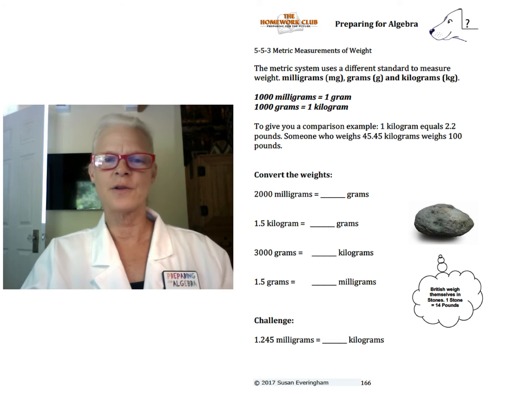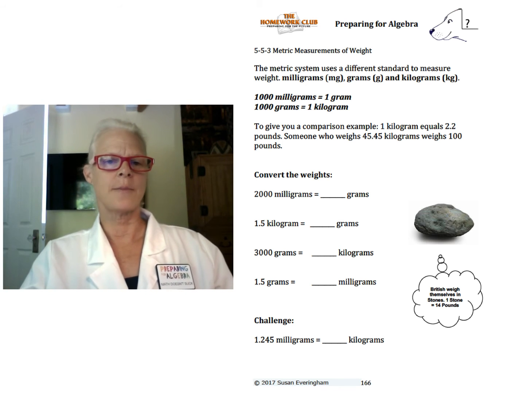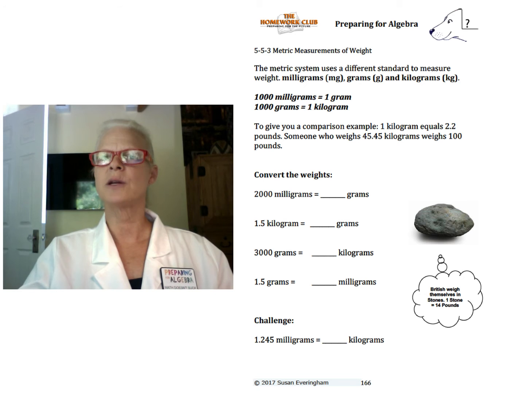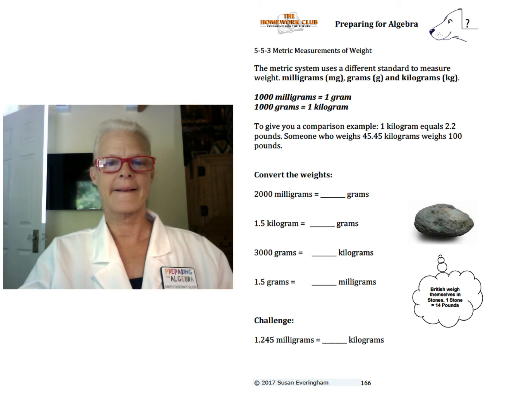Anyway, go ahead and figure the conversions out. You got 2,000 milligrams, so therefore how many grams is that? If you go back to the examples at the top of the page, 1,000 milligrams equals 1 gram. Therefore, 2,000 milligrams equals, that's right, 2 grams. You got it. So go ahead and do that as well as the challenge problem, and we'll see you on the next page.